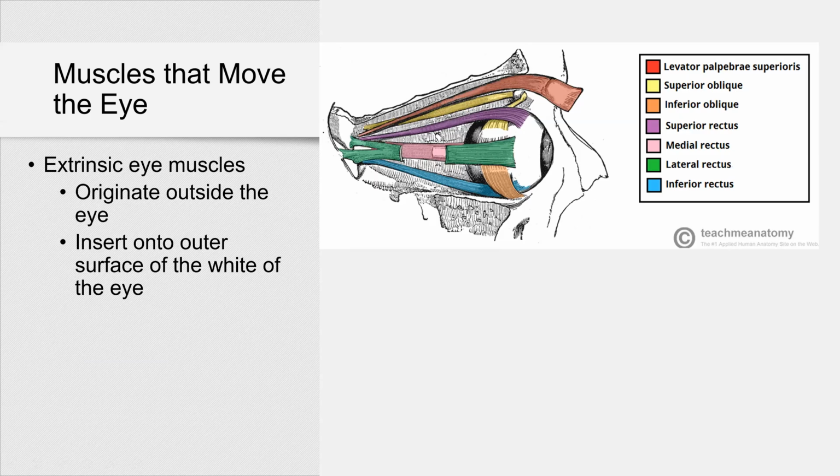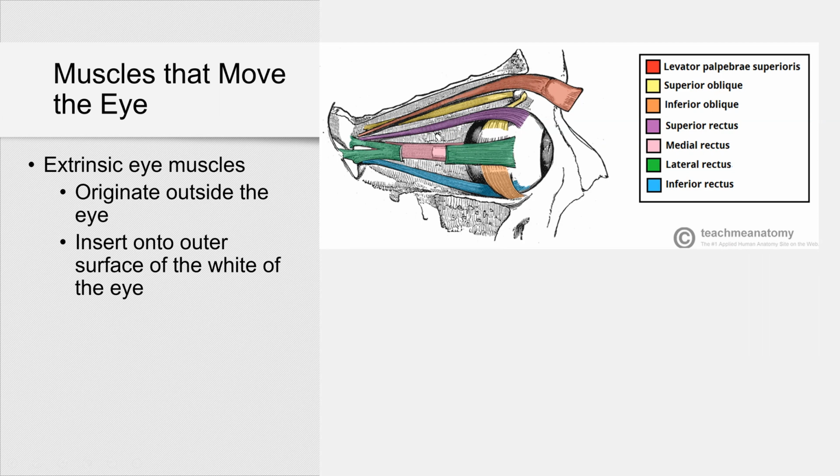So we're gonna start with muscles that move the eye. We call them extrinsic eye muscles. So they originate outside the eye and insert onto the outer surface of the white of the eye. So if you look at your eyeball, you see this white, very tough connective tissue that is called sclera. And so those muscles will attach to sclera, and they will move your eyeball. So here are all the muscles that are shown on this picture, right?